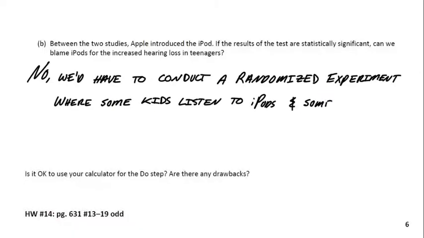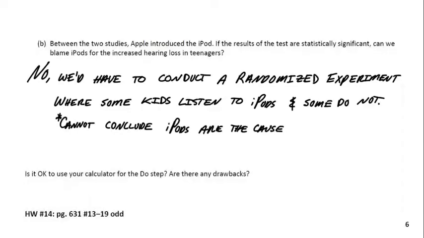Before we can say something caused something, before we can establish causation, we'd have to conduct a randomized experiment where we randomly assign some kids to listen to iPods and some not to listen to iPods, and we see if they have any hearing loss. Now, that's not ethical either, right? But we certainly can't say, just from looking at our data, that iPods caused the hearing loss. We can speculate to some degree, but we definitely can't establish causation.